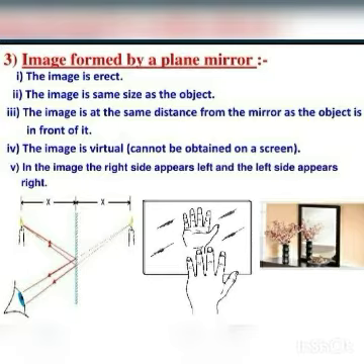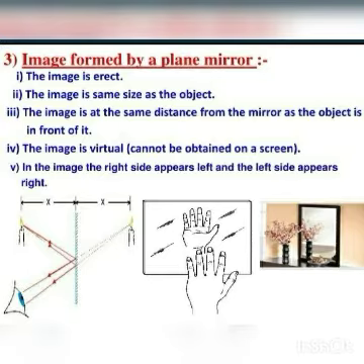The human eyes and the eyes of other animals produce images with the help of a lens. Next we see about plane mirrors, and how an image is formed in a plane mirror. In a plane mirror the image is erect and the image is the same size as the object.